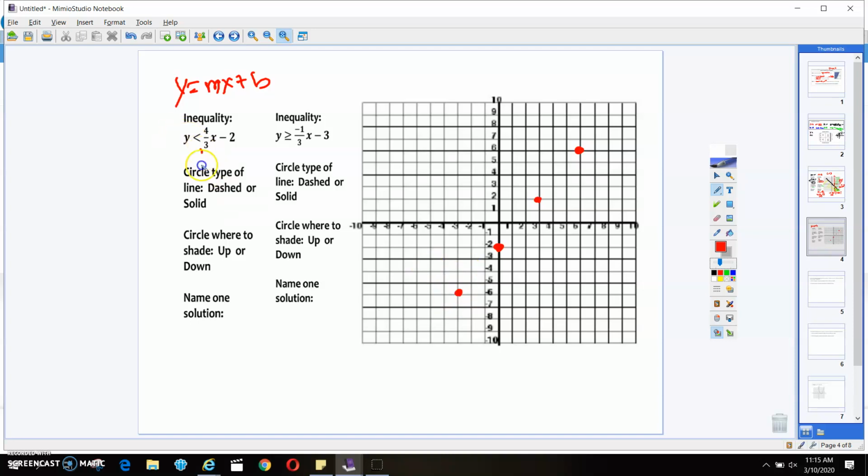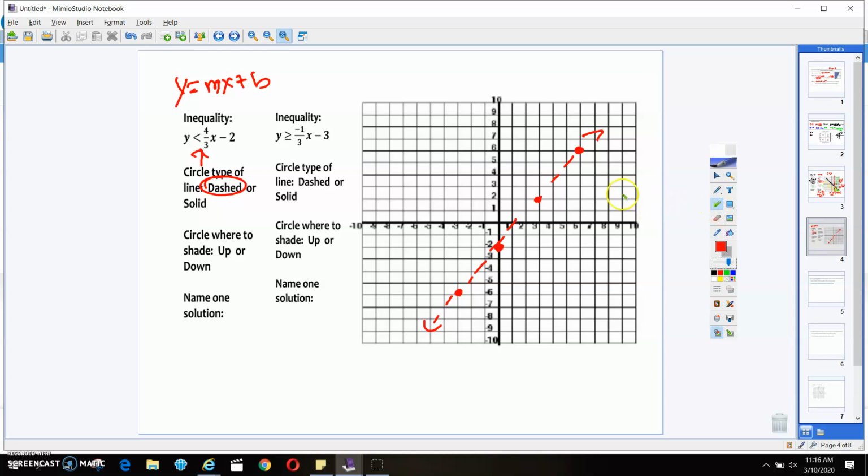Is this going to be a dashed line? Is it going to be dashed or solid? It's going to be dashed because there's no line underneath, right? Okay, so I'm going to dash my line. Start at negative 2 and you go up 4 over 3. Okay, now are we going to shade above or below?